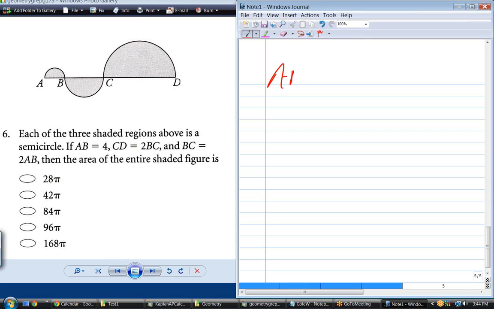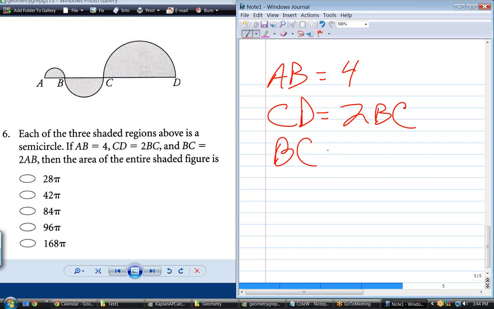Let's start with the algebra. Which of these can you solve for? We are given AB. Can we immediately solve for CD? No, you can immediately solve for BC though. And what is BC going to be? 8. Now we can solve for CD. CD equals 16. Okay.